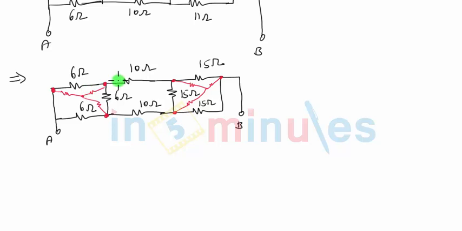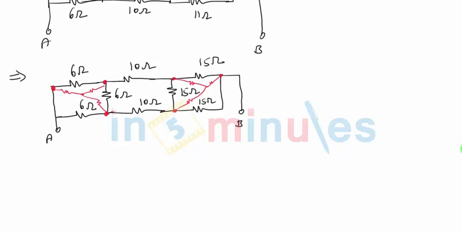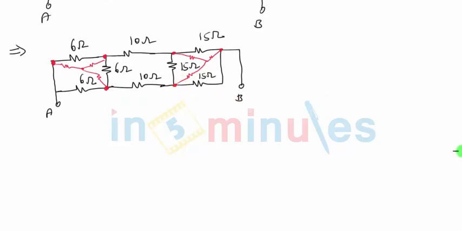So once I've converted delta to star, you can easily make out that this resistor 10 ohm and this resistor will be in series. This resistor here 10 ohm and again this resistor will be in series. I'll be going for parallel combination after that, and adding them with the two end resistors will give me equivalent resistance between A and B. So my choice of delta to star transformation is just perfect.